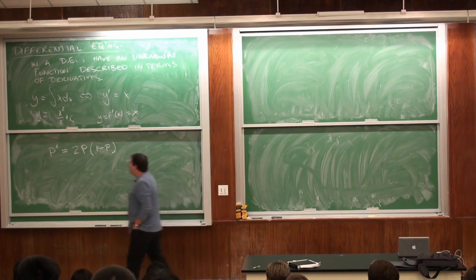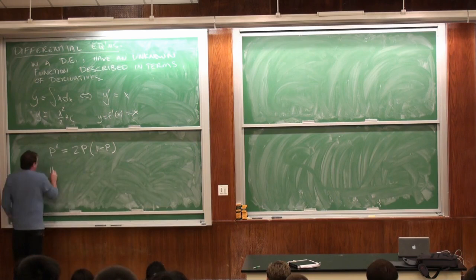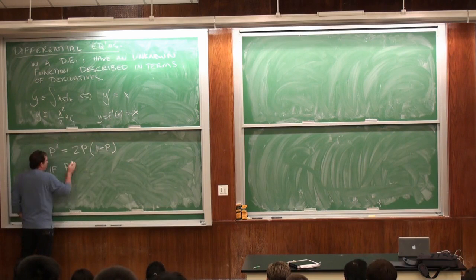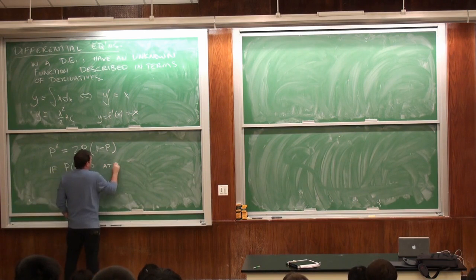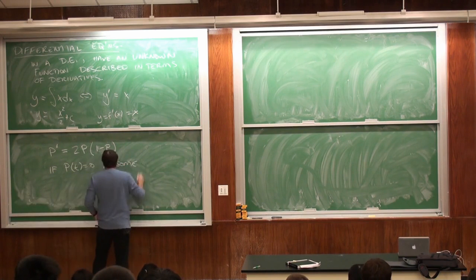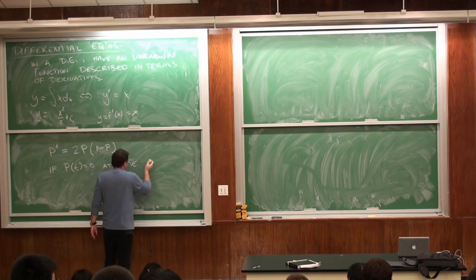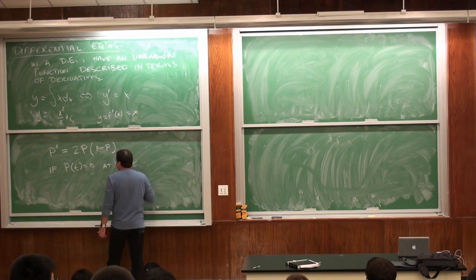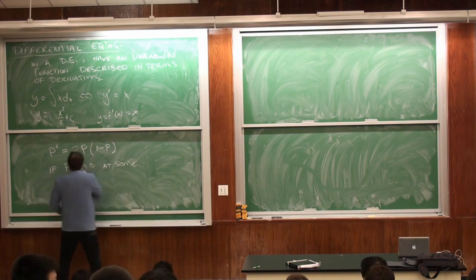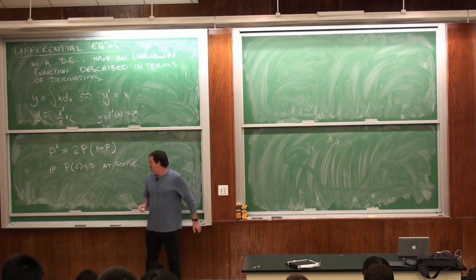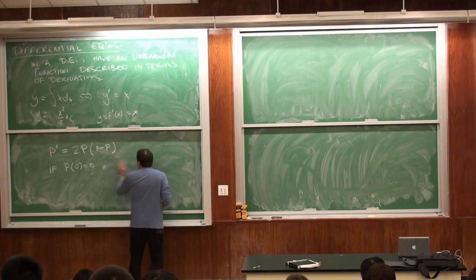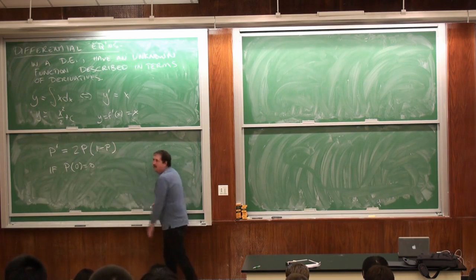So, for example, if we know that p of t is 0 at t equals 0, so let's just pick 0. If I know that the time is 0 and p of 0 is 0, what do I know about p?